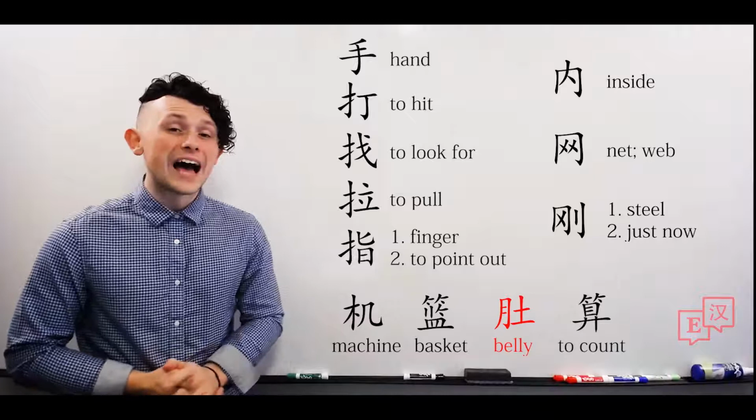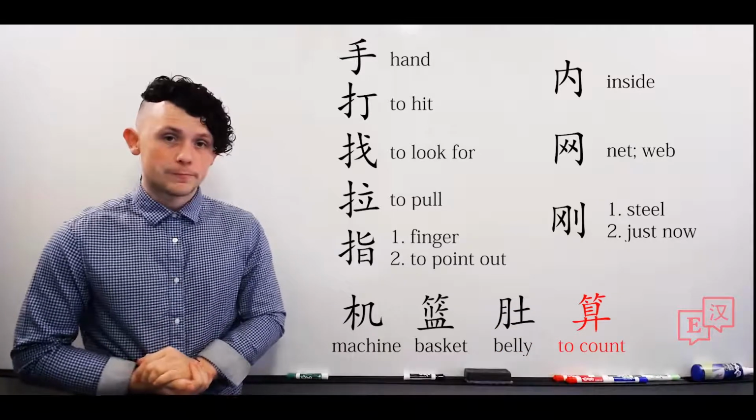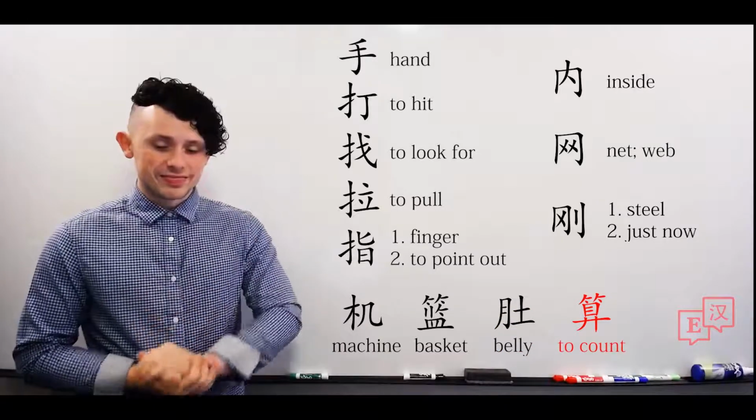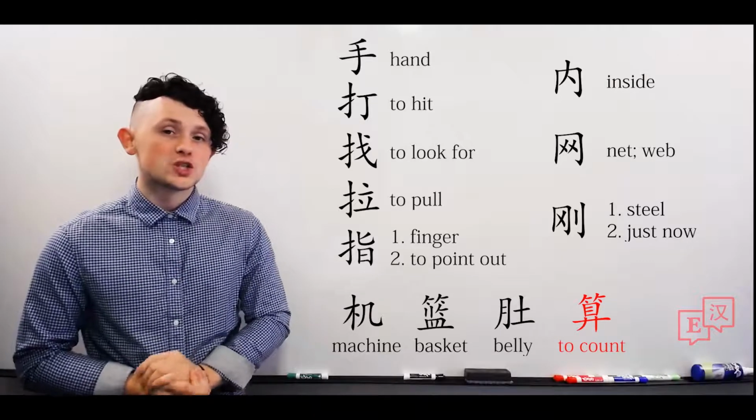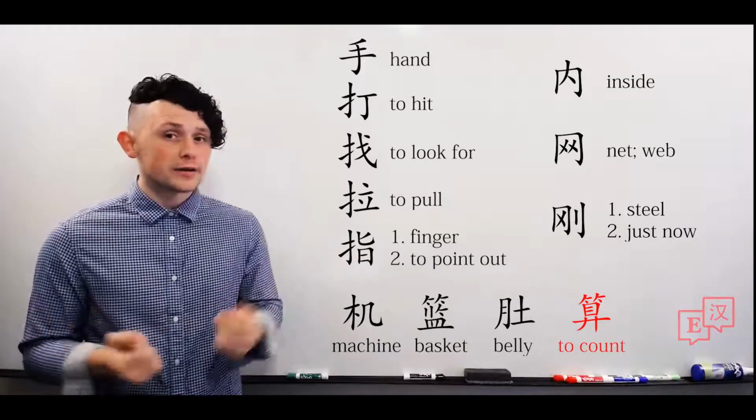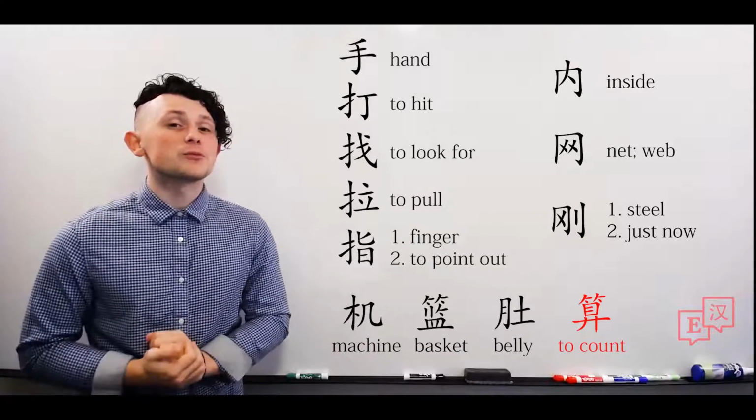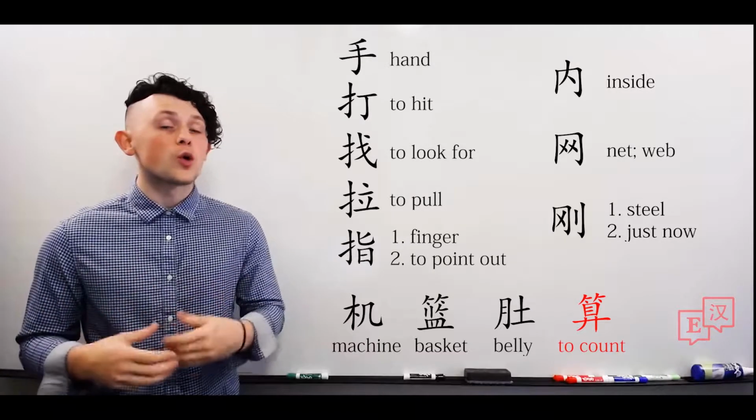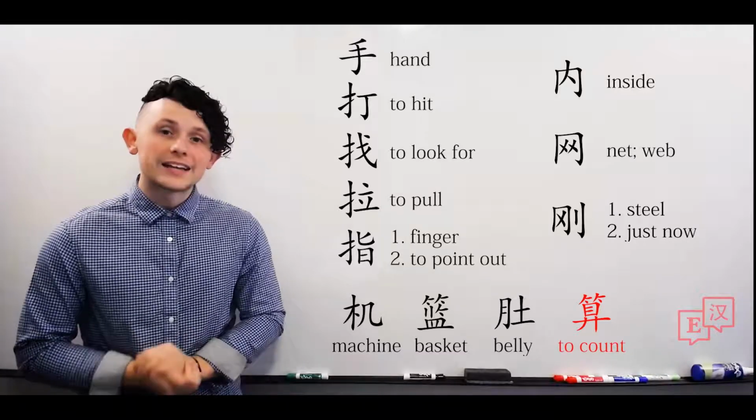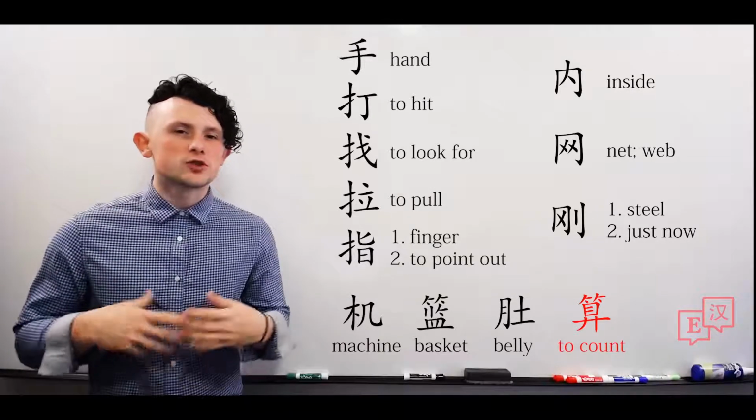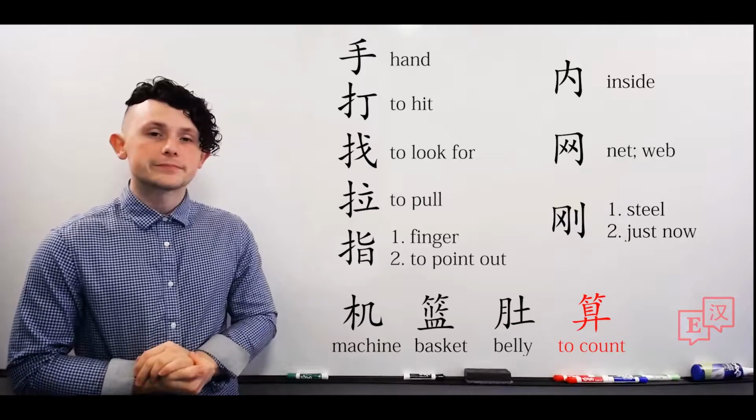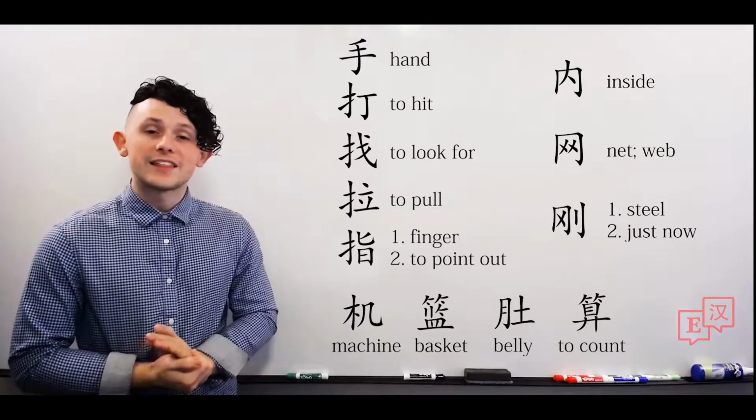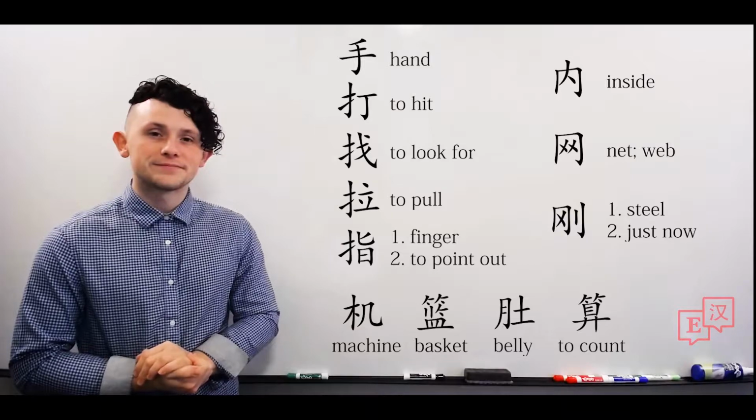And last, we have swan. Swan, like a swan. This character means to count or to reckon. And it's often used outside of the purpose of just simply counting. For instance, in making plans. Swan. That is all for our characters.